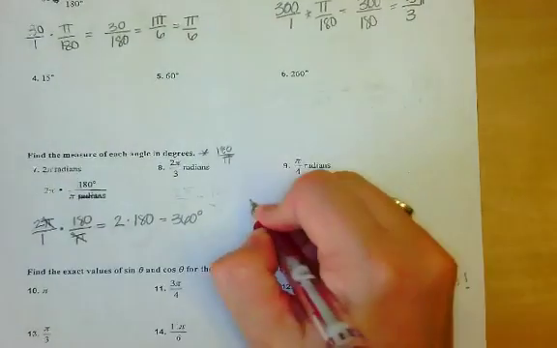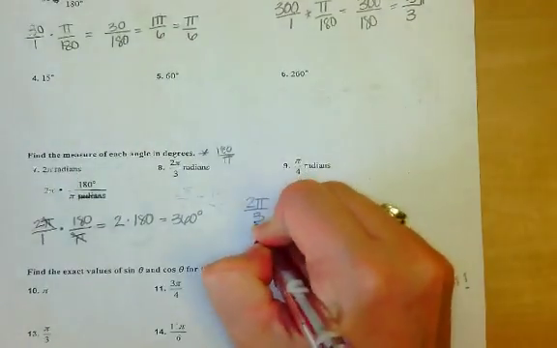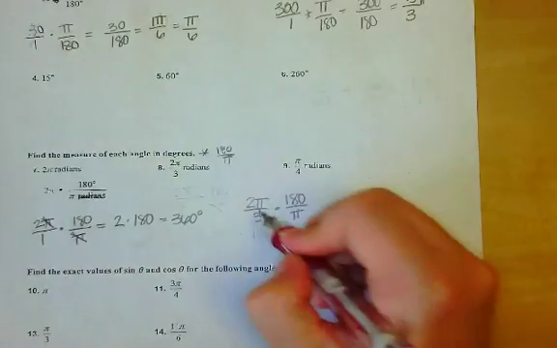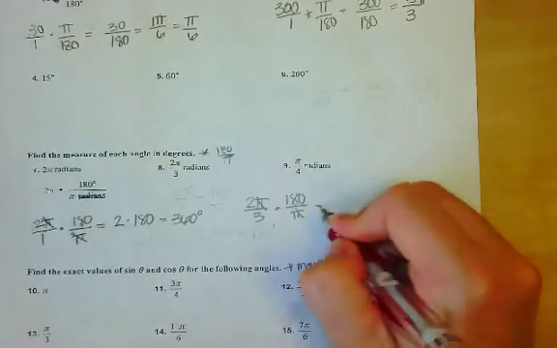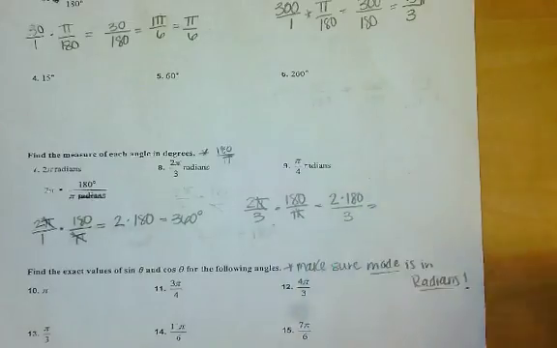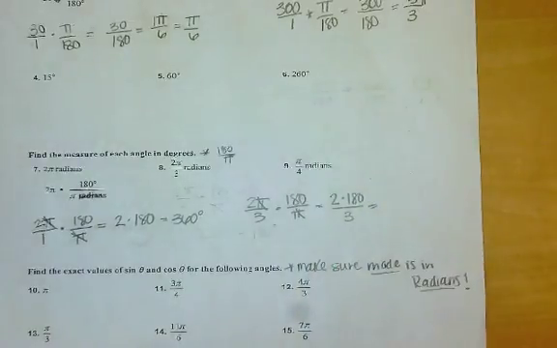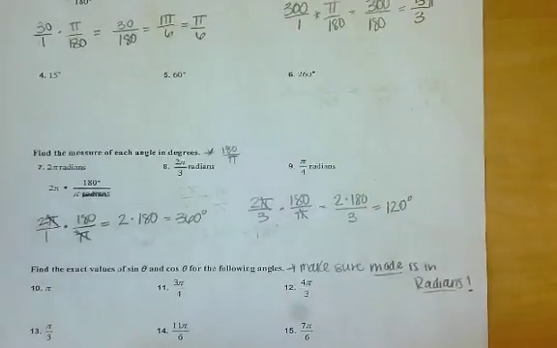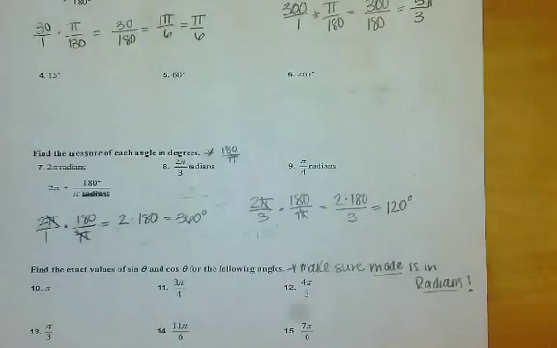For problem number 8, I have 2 pi over 3. I'm going to multiply it by 180 over pi. When I do that, my pi values cancel, and I have 2 times 180 divided by 3. So 2 times 180 gives me 360, divided by 3 gives me 120. So 120 degrees is my solution.